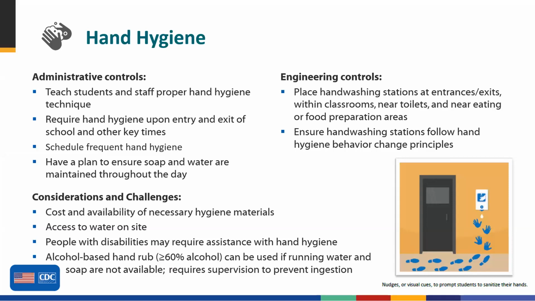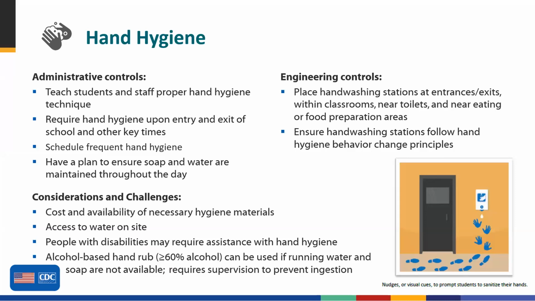Engineering controls for hand hygiene include placing hand hygiene stations at school entrances and exits, in each classroom, near toilets, and near eating and food preparation areas. Schools can employ proven behavior change principles to increase hand hygiene practices. One example that's shown in the image here is using nudges or visual cues like footprints and handprints that lead people to hand hygiene stations, which have improved hand hygiene practices in schools in the past.